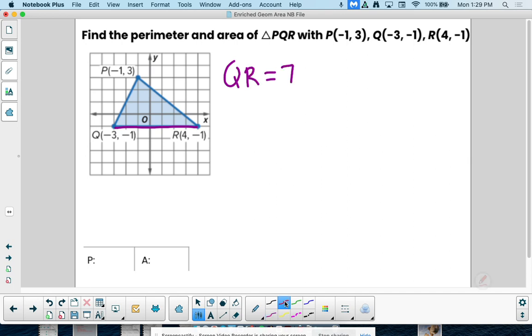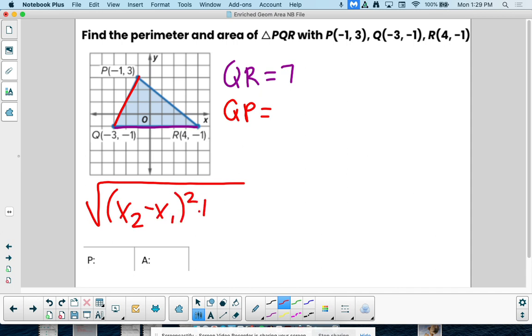Okay, 7 what? Can we count the length of QP? No, distance formula. I forgot that. Okay, this half of the room, you guys do QP. This half of the room, you guys do PR. What's the distance formula? Is that the y2 minus y1? Yeah, just throw that on the board for me. x2 minus x1.